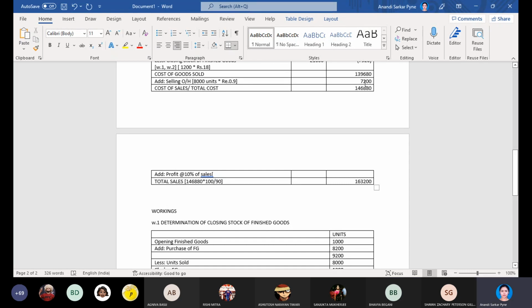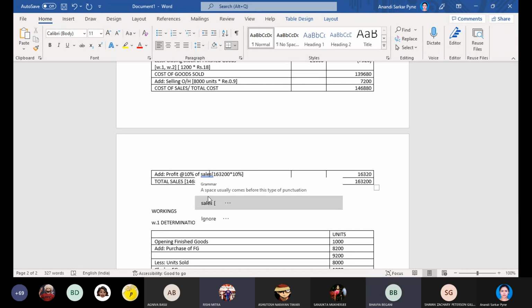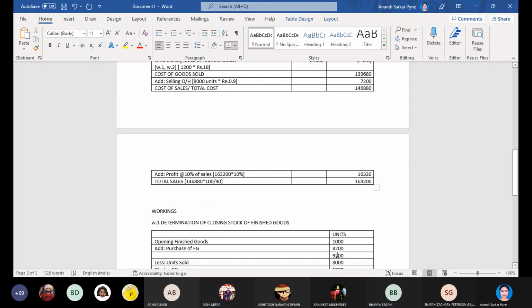So 1,63,200 minus 1,46,880, you will be able to find out profit, or you can find out profit by simply taking 10% of sales. If sales is 1,63,200, then 1,63,200 multiplied by 10%. Understood? Ma'am, we can follow any one of the methods. Yes, you can do both. Ma'am, can you please show the question?